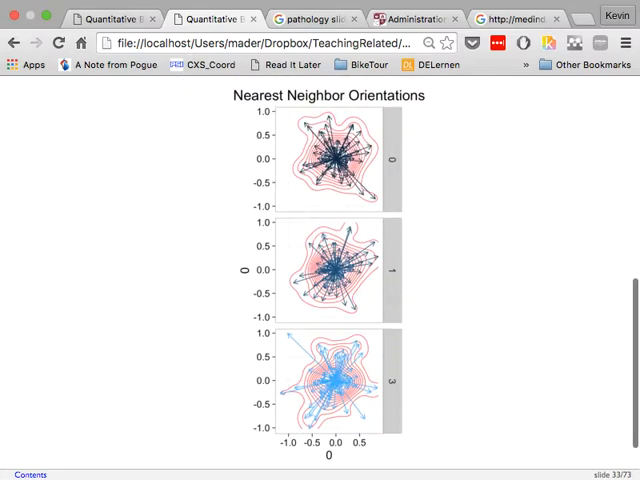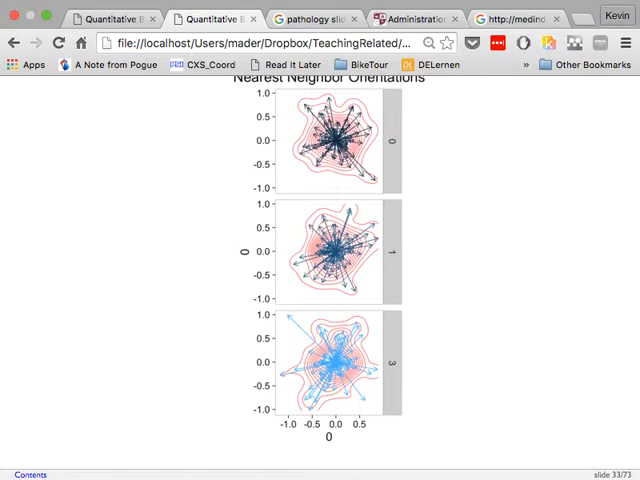Cool. And so then you can see the nearest neighbor vectors all shown on the same plot, between 0, 1, and 3. And that's what the distributions look like. And so we see that the distributions change a little bit.